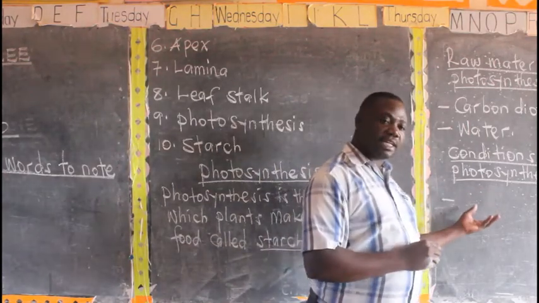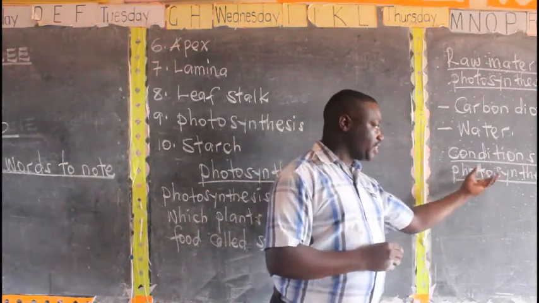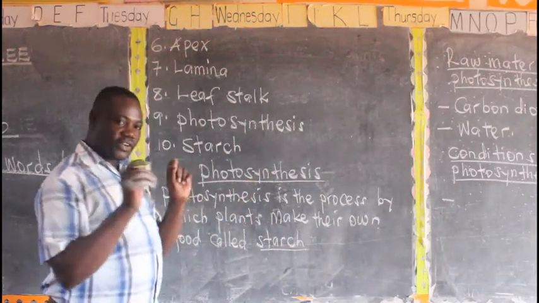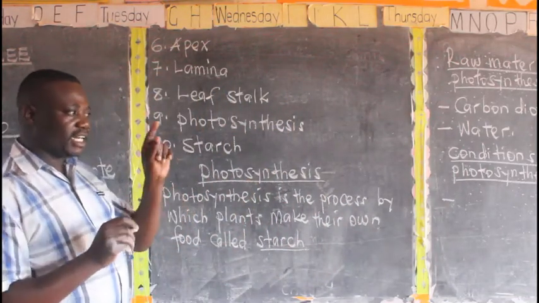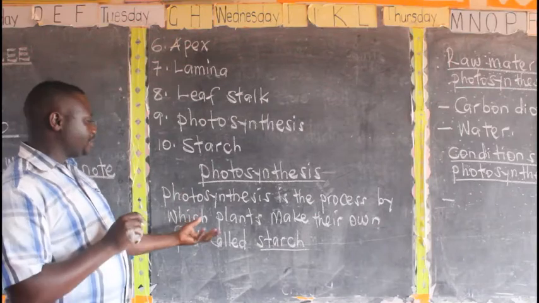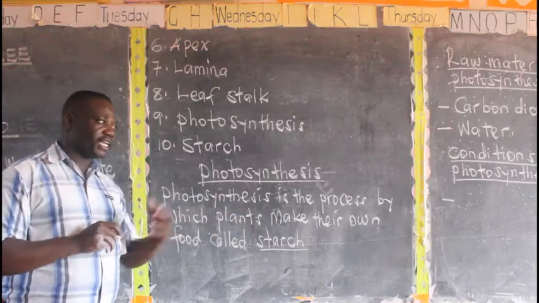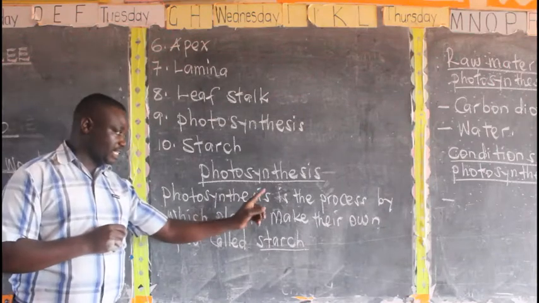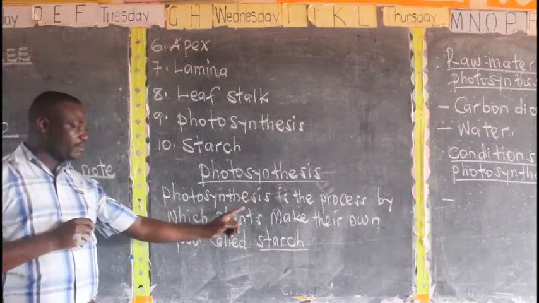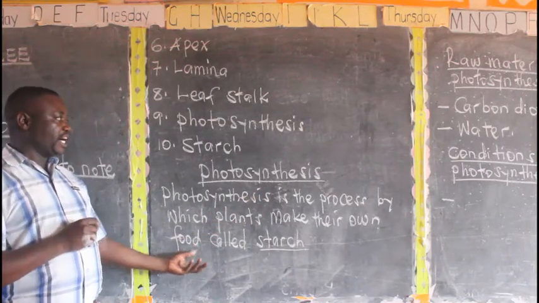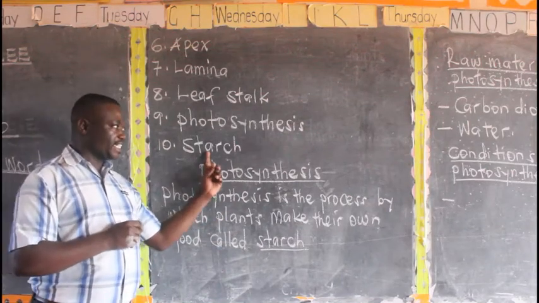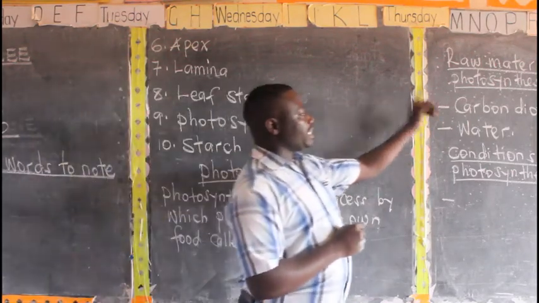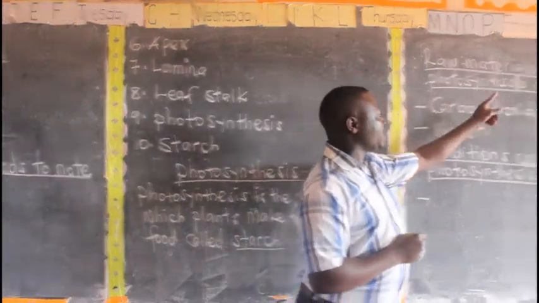And when we reach here, we are going to look at conditions. So as long as chlorophyll exists in leaves, then that plant will be able to make its own food. So photosynthesis is the process by which plants make their own food, and that food we call it starch. Raw materials needed for photosynthesis to take place.